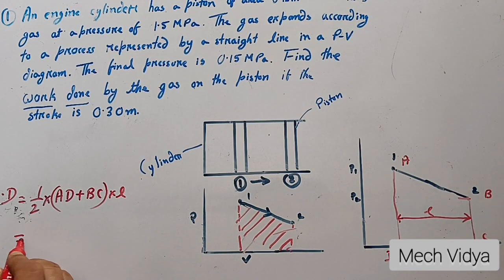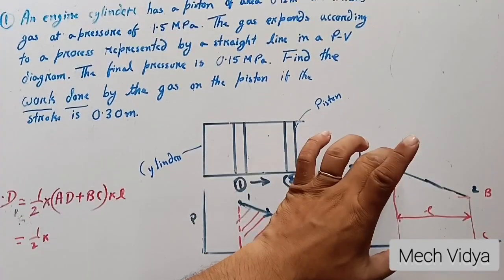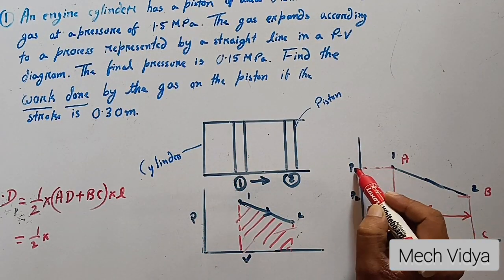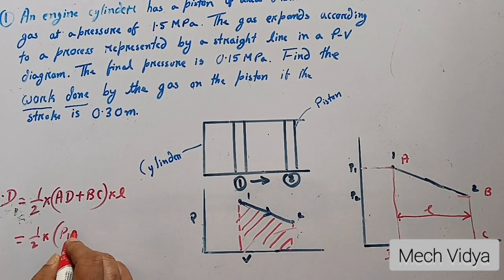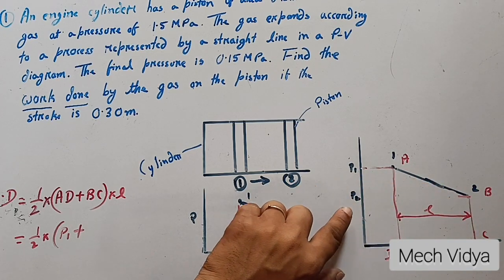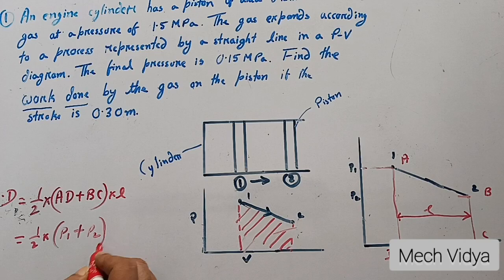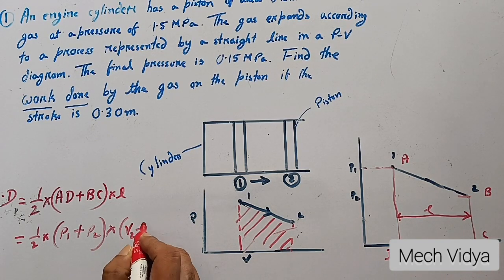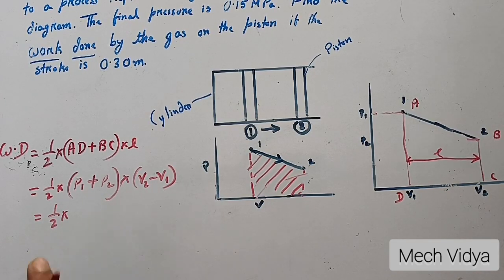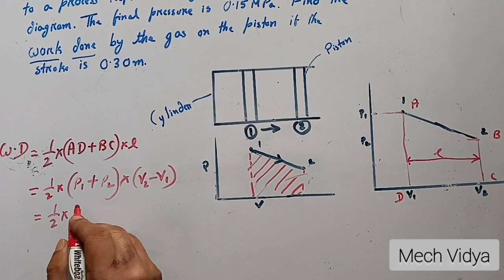Okay, so now if I compute the values of AD and BC, what is AD? AD is nothing but the pressure P1. AD is the same as the pressure P1 and BC is equivalent to the pressure P2. So in place of BC I can put P2, into the distance between AD and BC. Now this distance is actually the difference of volumes V2 and V1. Now we have to find out V2 and V1. What is V2 minus V1?